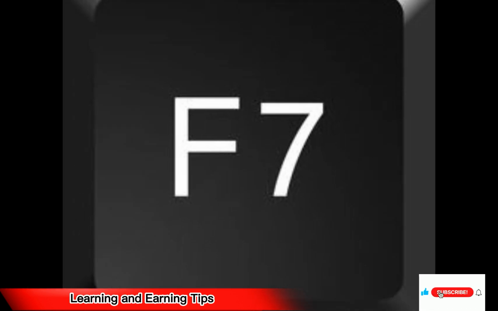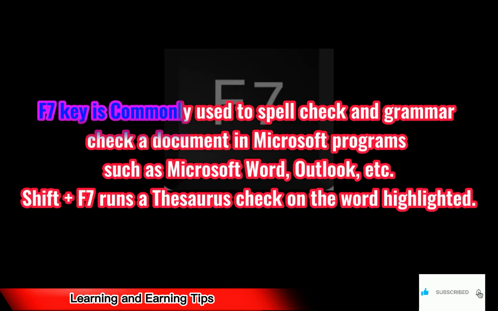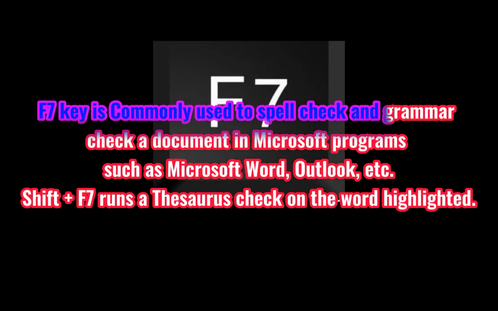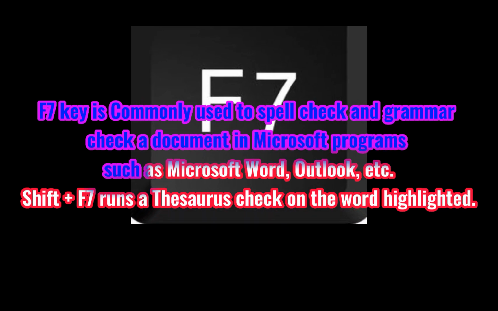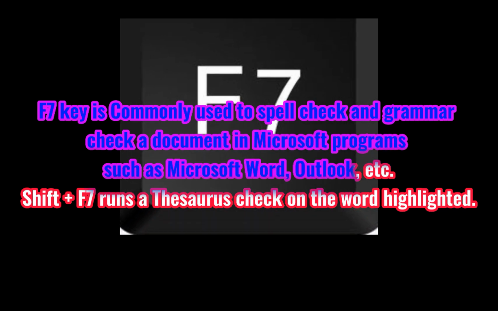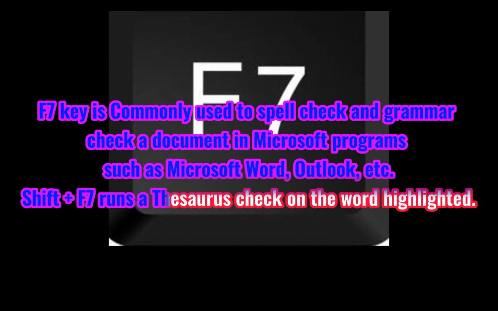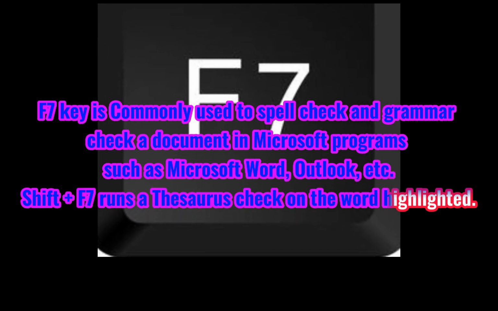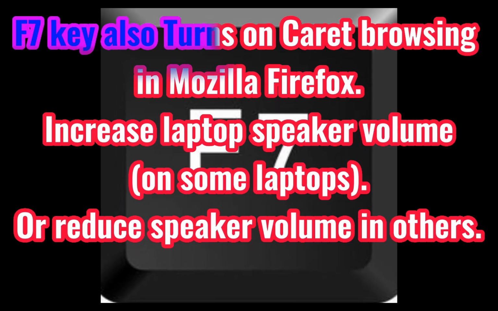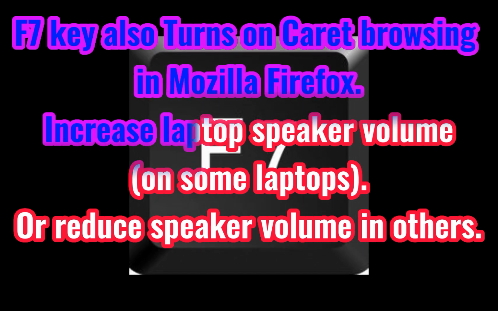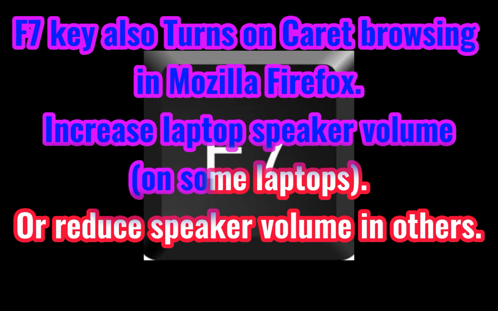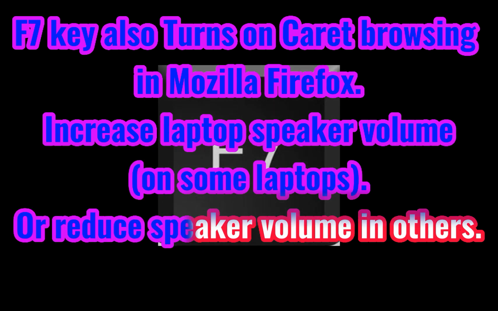Function of F7 key. F7 key is commonly used to spell check and grammar check a document in Microsoft programs, such as Microsoft Word, Outlook, etc. Shift plus F7 runs a thesaurus check on the word highlighted. F7 key also turns on caret browsing in Mozilla Firefox, increases laptop speaker volume on some laptops, or reduces speaker volume in others.